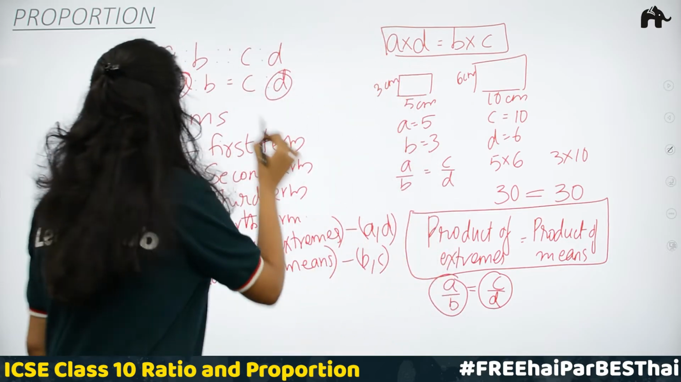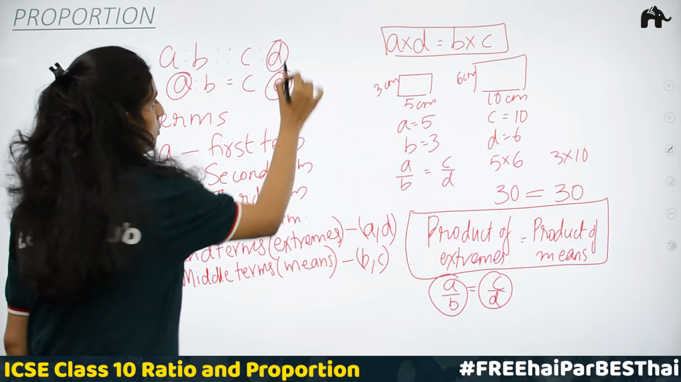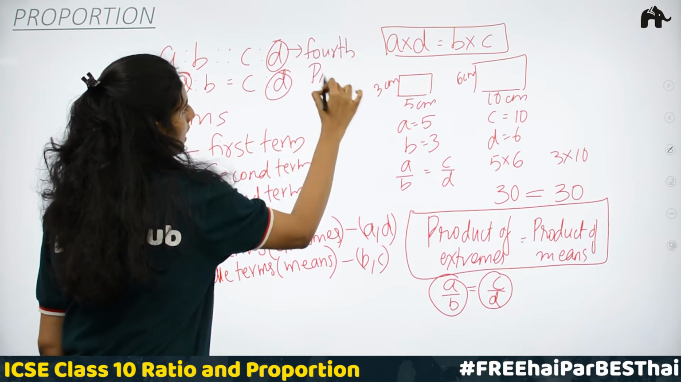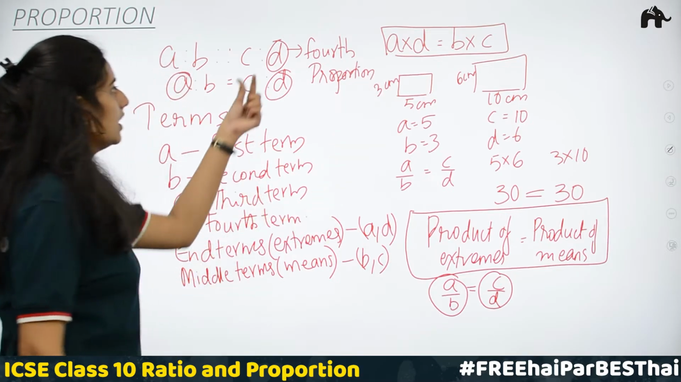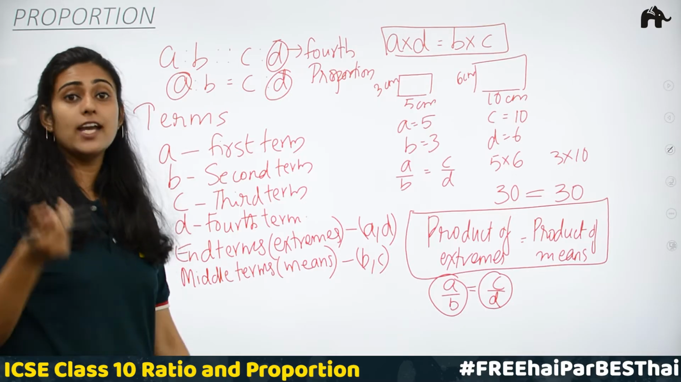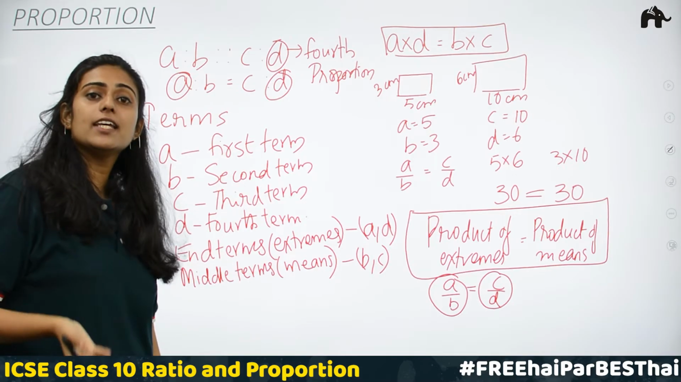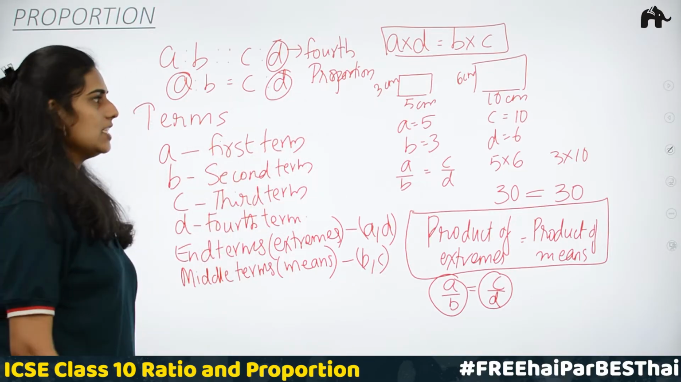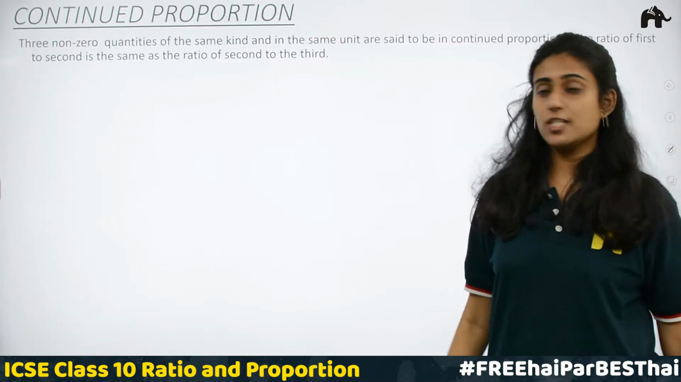Here in A, B, C, D, this D is called the fourth proportional, because it is the fourth term. You may get questions to find the fourth proportional. In case you don't know the fourth proportional, we will take a variable x to find it. Just remember these things. Okay, let us see what continued proportion is.